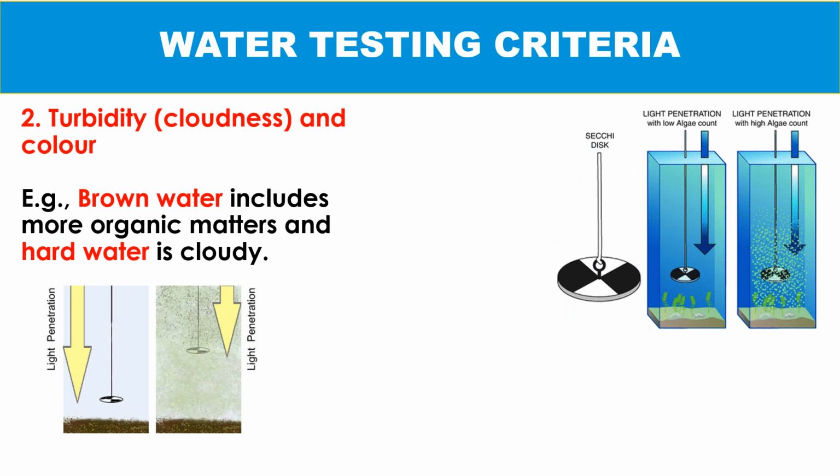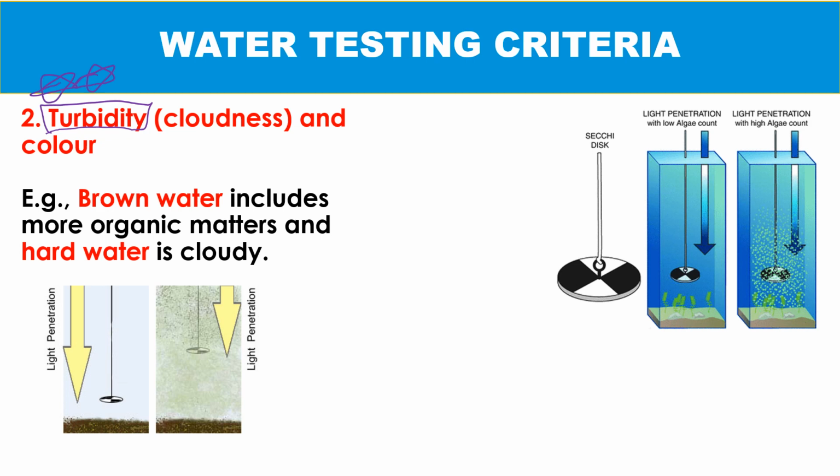This second one is something that I wanted to emphasize quite a bit. Turbidity test, which talks about how cloudy things are, how clear things are. Brown water cannot let sunlight penetrate deep enough. Clear water, yes, you can.